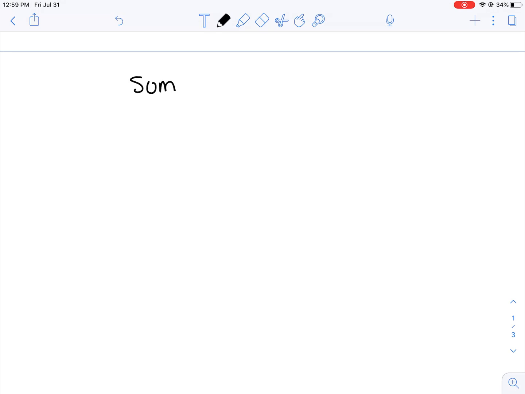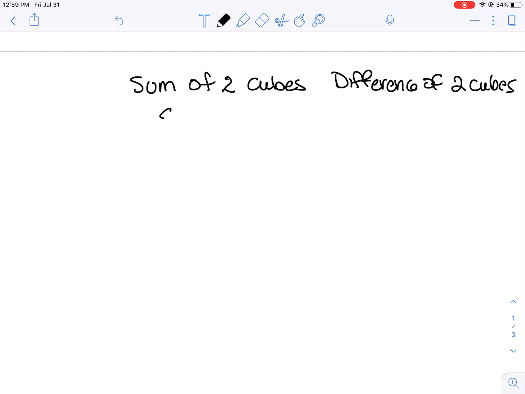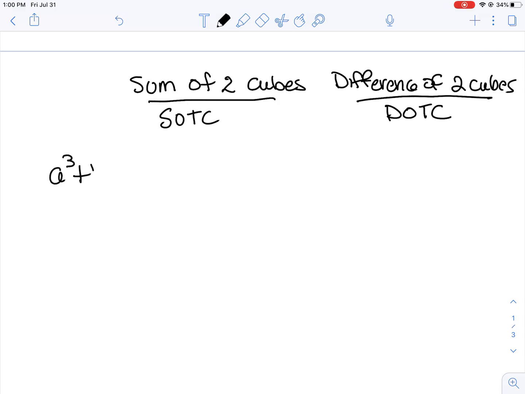Okay, in this video, we are going to look at the patterns for sum of cubes and difference of two cubes. Sometimes you'll see these referred to as SOTC and DOTC. SOTCs and DOTCs are sum and difference of two cubes, little acronyms for them. And this is what you had in the launch activity to investigate that pattern.